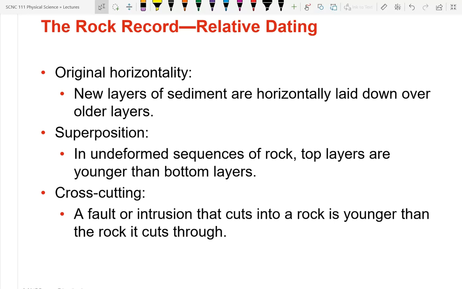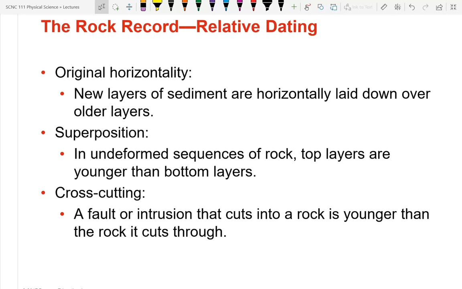The second one, superposition, says the younger layers should be on top. Because if you have horizontal and you have sediment flow in, it's going to flow in on top, right? It's not going to flow in underneath. So you should have younger material on top. But once again, if things have been tipped back, then you're going to have the younger ones actually underneath the older. And if it keeps going, you can have absolutely inverted layers. Not going to be common, but they can exist.